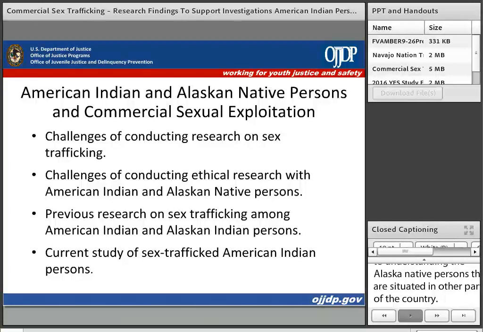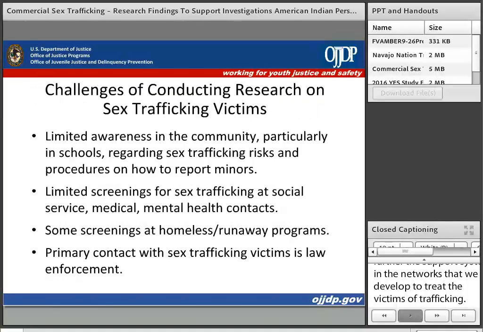So that is what I'm in pursuit of, furthering our study to expand outside of Minnesota and learn about our own communities and see if we can further the understanding as well as further the support systems and networks we develop to treat the victims of trafficking. Our current study is ongoing, and we are developing it, and I will tell you more about that in a few minutes.